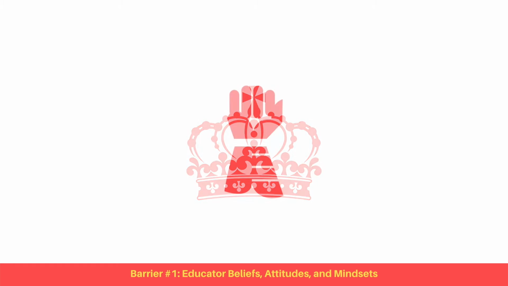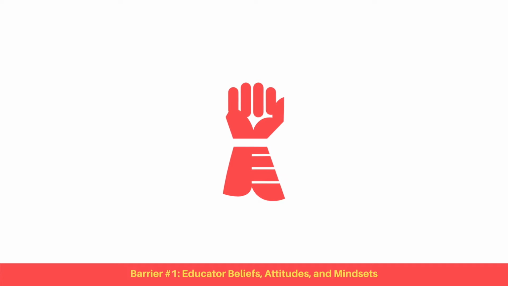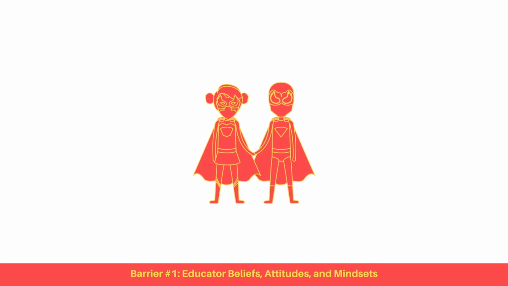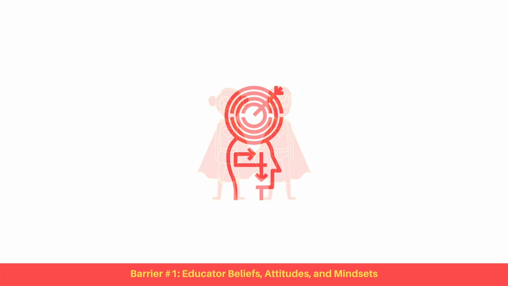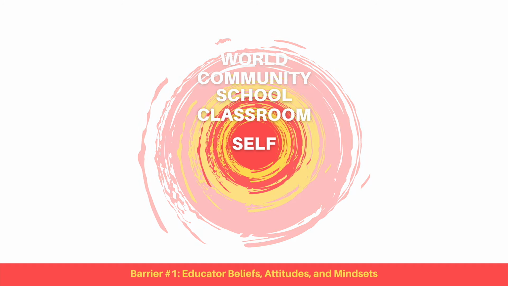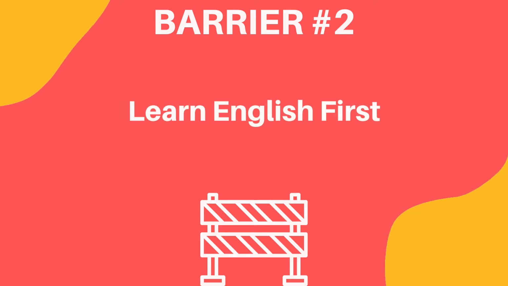We need to intentionally and purposefully communicate our beliefs that each student is competent and capable to achieve excellence. Our mindsets and practices are at the heart of equitable, inclusive, and effective instruction, assessment, evaluation, and reporting of student achievement. Barrier number 2, learn English first.